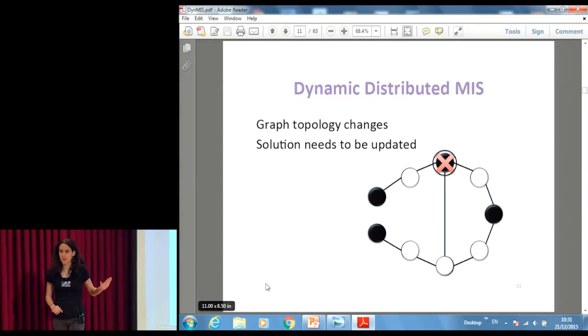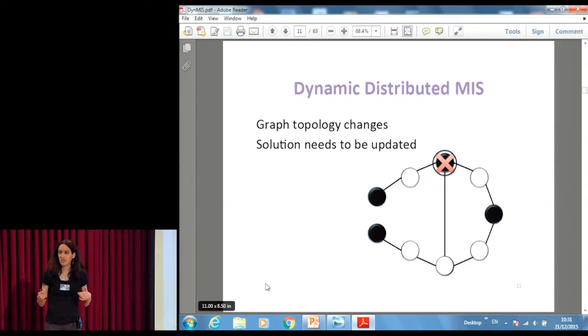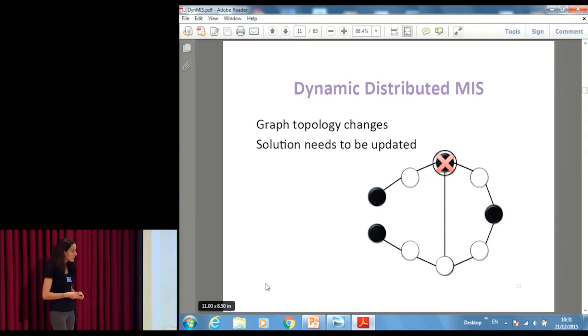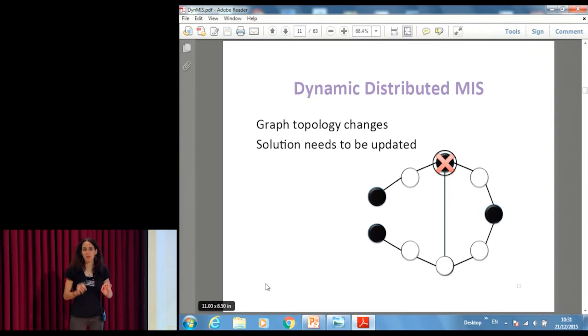So the question was whether I consider a single change. It's an excellent question. It refers to the last slide. So this talk will be about a single change. We're actually doing work in progress about handling more than a single change, and we have some nice results about that, but they're not totally written down yet, so I don't want to commit to them. It's a very good question. So I'm going to assume now a single topology change.